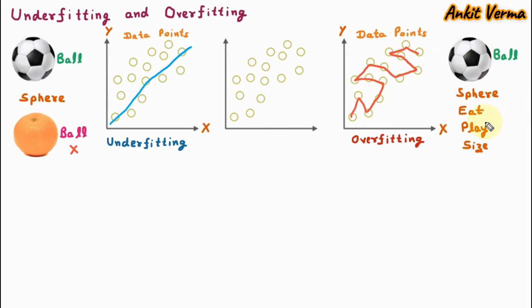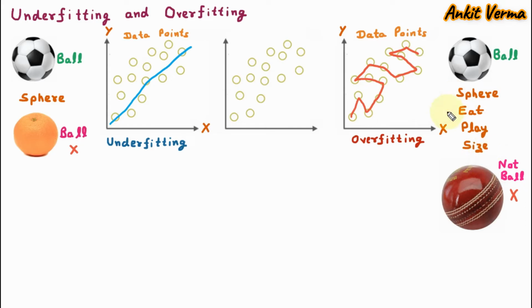Now we are going to provide input to our model. Here we have taken so many attributes or properties, so the model is checking for this input. It is a sphere, we cannot eat this, we can play with this, but the size is very large as compared to the training data. So the model concluded that this is not a ball. But this is wrong. This is a ball of some large size.